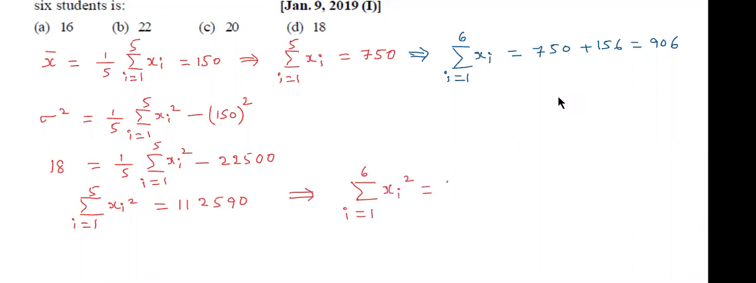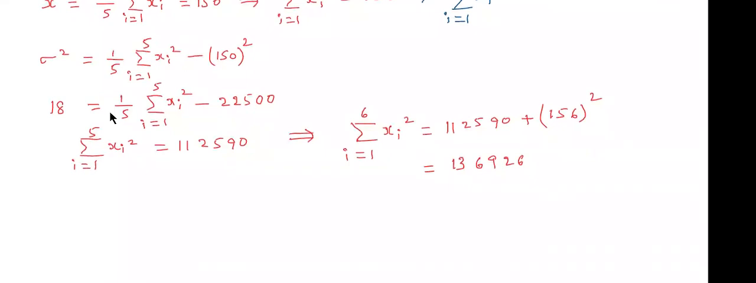But we need sigma xi square where i is equal to 1 to 6. That means 11,2590 plus the observation which we added, 156, now do the whole square. Okay, after calculation we get the total sigma xi square value as 1,36,926. Now we need to find the new variance.